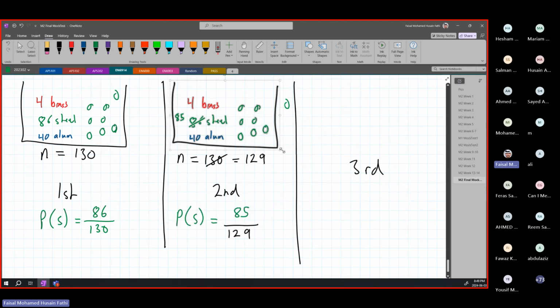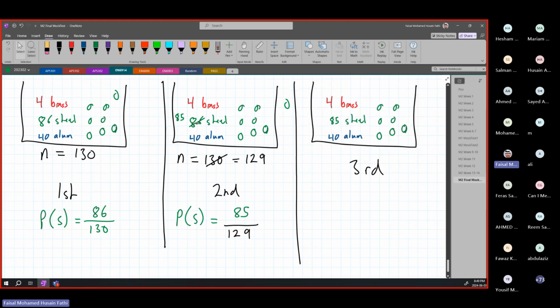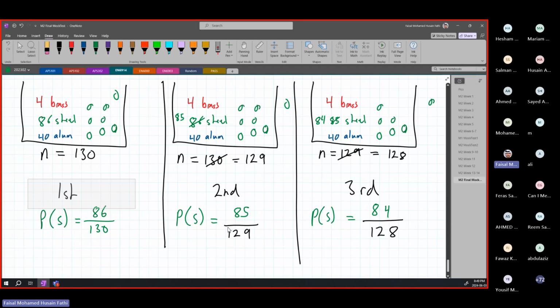Now again, if we copy paste this over here. So now we have 85 instead of 86, right? But here again, we have already removed in our second choice another steel washer. That means the 85 has become now 84. And our new n, again, it went from n is equal to 129, it went to 128. This is what is meant by without replacement. So our probability has now gone down to 83 over 128. Or sorry, 84. I don't know why I said 83. 84 over 128.